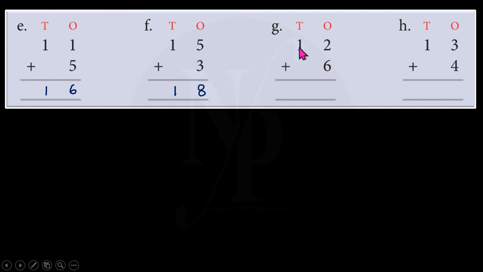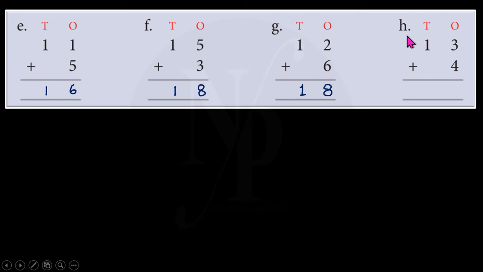Coming to G, we have 12 plus 6. First we add the digits at ones place. That is 2 plus 6. When you add 2 and 6, you will get 8. Verify this either using your fingers or by drawing standing lines as I showed earlier. And in tens place we have 1 and 0. 1 plus 0 is 1. Therefore 12 plus 6 is 18.